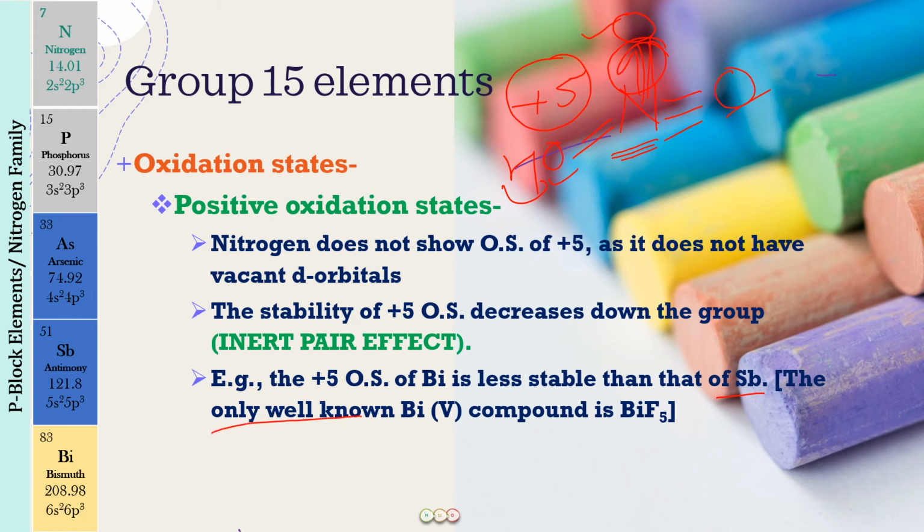The only well-known bismuth +5 compound is bismuth fluoride. The reason I have already told you: fluorine, being a highly electronegative atom, makes bismuth move its s orbital electron into the d orbital.